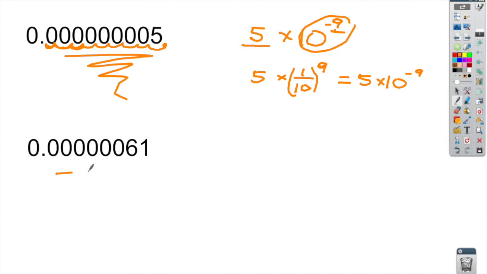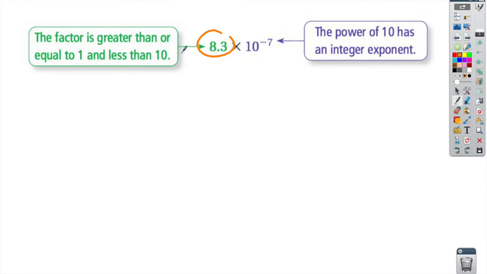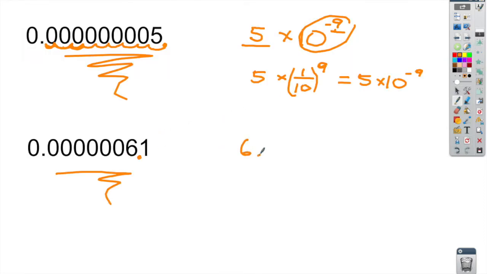All right, so let's try another one that's a really tiny number. Now first, before I do it, think to yourself, where's the decimal supposed to go? Now, hopefully you said it goes here, between the 6 and the 1, because once again, the rule is to move the decimal so that that lead factor is somewhere greater than or equal to 1 and less than 10. So in this case, 6.1. Now, if I count up how many places I just moved the decimal, that's 1, 2, 3, 4, 5, 6, 7 places. So I'm going to do 6.1 times 10 to the 7th.